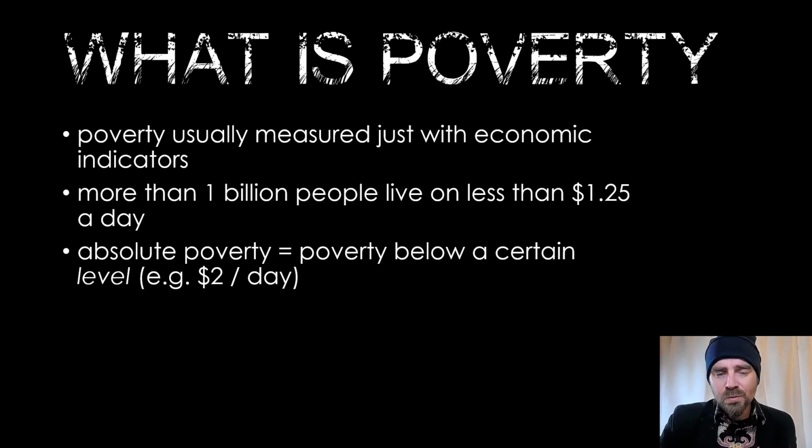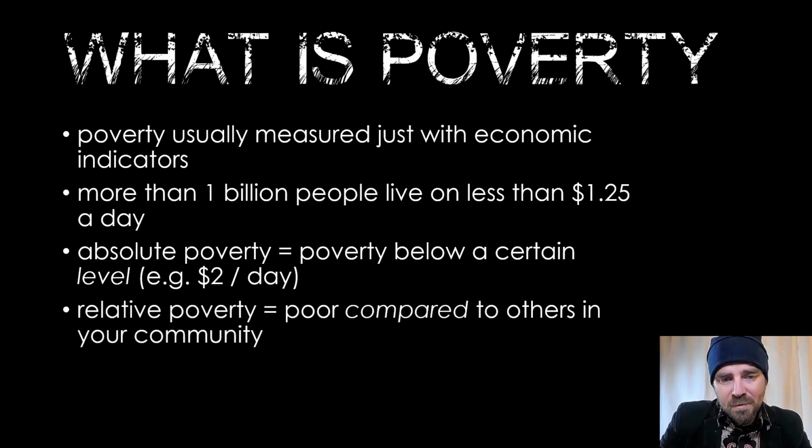There are two types of poverty. You've got absolute poverty, which is where everyone who lives below that level is in absolute poverty. For example, it used to be $1 a day, but due to inflation now, in the more modern era, you hear people talking about $2 a day. And then you've got relative poverty. It means you're poor in comparison to other people in your community, right?